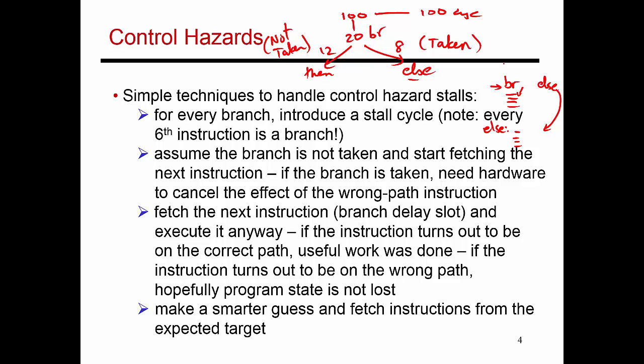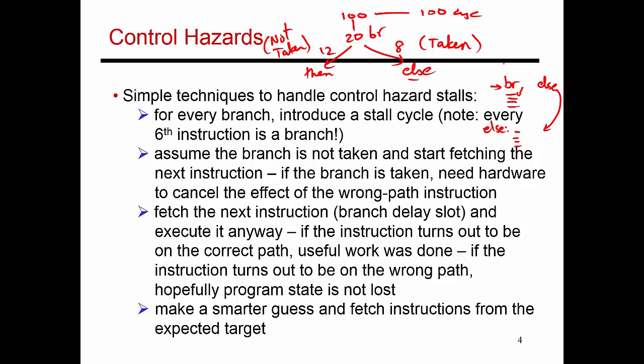So I've just fetched this branch, I have examined what it's doing, what can I do? The first option is to just panic and say that it's a branch. Since I could be jumping somewhere else, let's just not fetch anything in the next cycle. So in the next cycle, you do not bring any instruction in. It's like a bubble flowing through the pipeline. You've just lost a cycle.